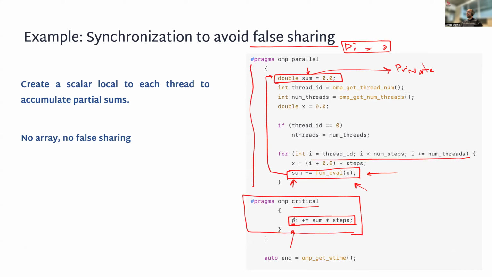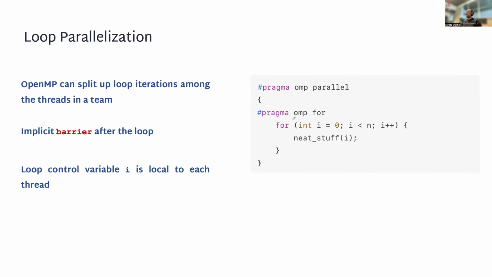All right. Okay, so in this case, we didn't have that partial sum array, right? Since we didn't use any array for storing the partial results, there's no false sharing. So another method that you can use to avoid false sharing is using this critical directive in OpenMP.